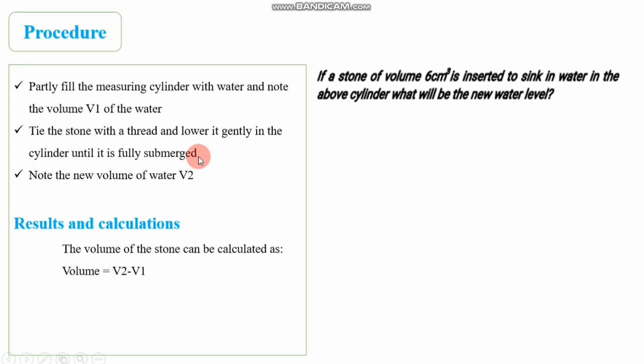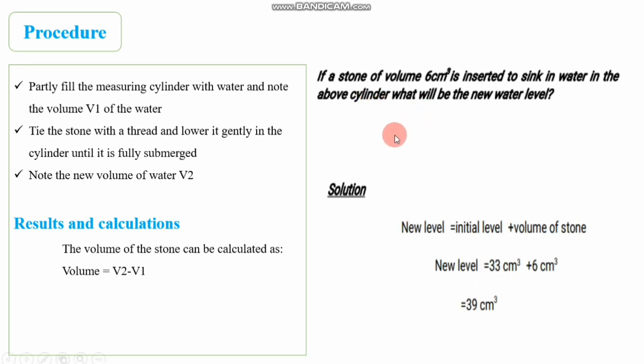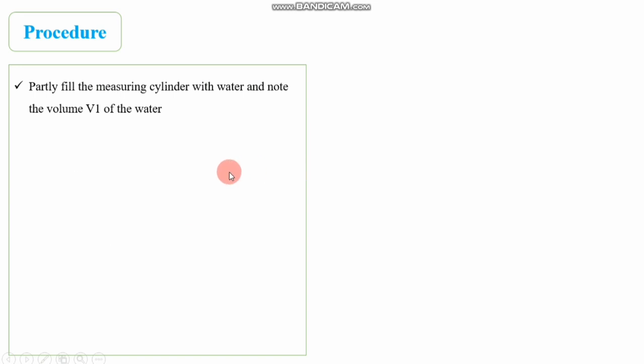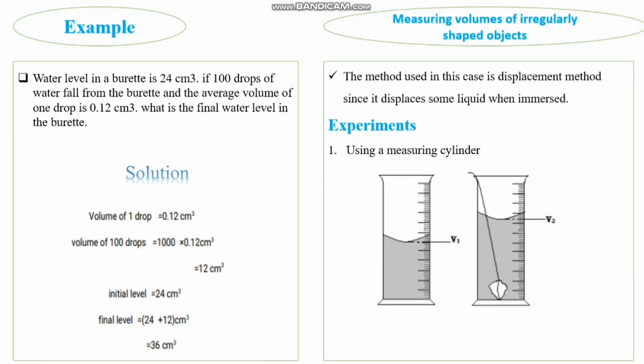So this is an example. If a stone of volume 6 cubic centimeters is inserted to sink in water in the above cylinder, what will be the new level? The new level is the initial level plus the volume of the stone. So the initial volume was the initial volume.